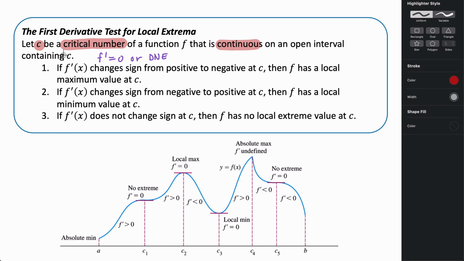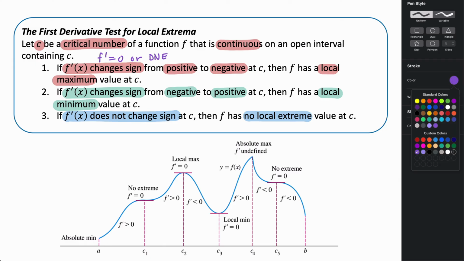Okay. So the key to the first derivative test is that there needs to be a sign change in our derivative. If the derivative changes signs from positive to negative, then our original function f has a local maximum. If f prime changes signs from negative to positive, then we have a local minimum. If there's no sign change at c, so f prime does not change sign, then there is no local extreme value.